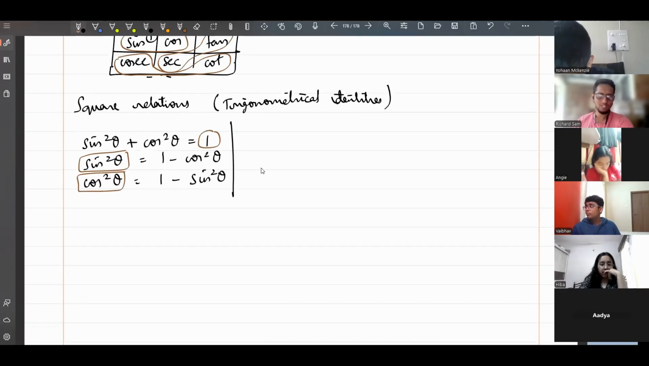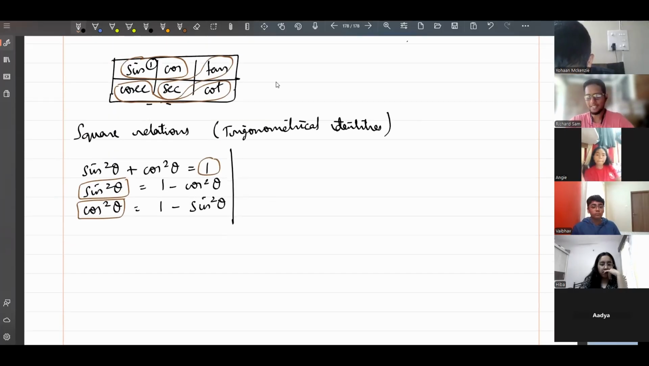Coming back to our square relationships. The next relationship is between tan, sec, and 1. It's always 1 that has to be there. Now in this, what is the biggest? Is it 1? No, it's not 1. It is sec. Here sec is the biggest.